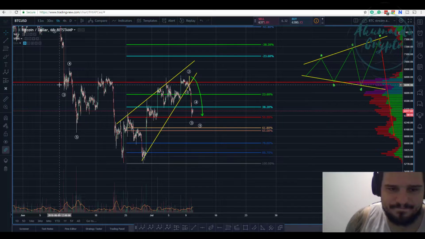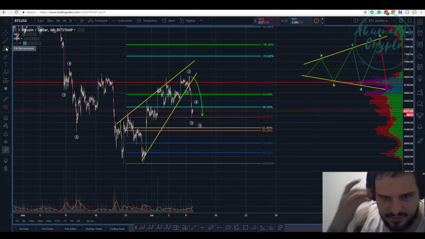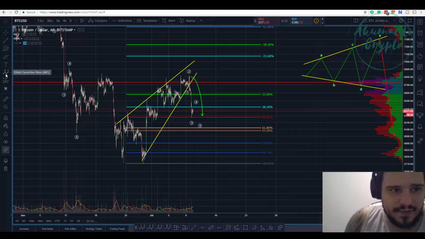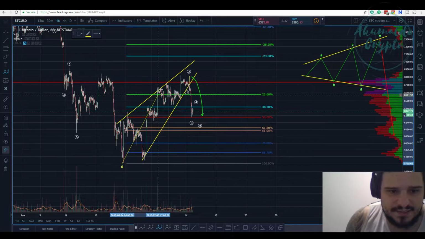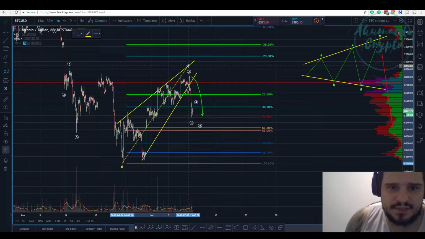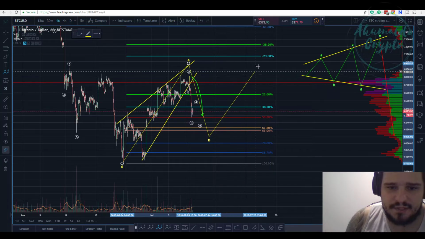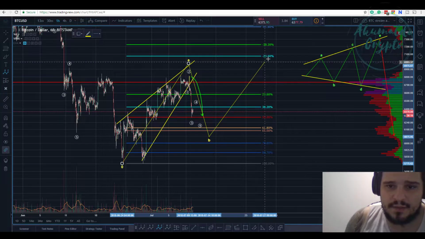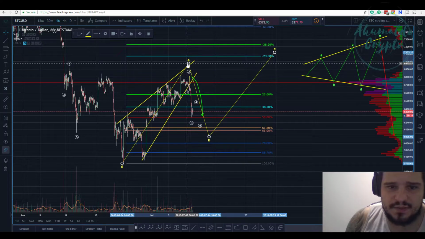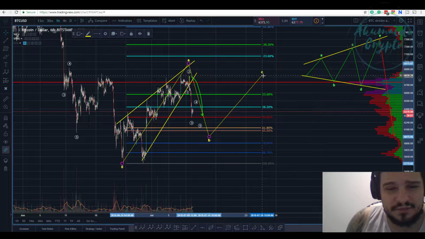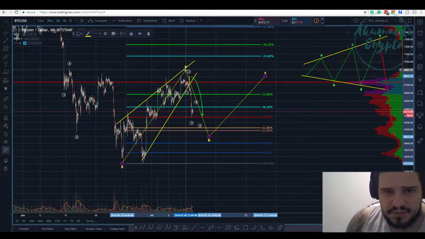So yes, we can have a leading diagonal in a corrective pattern. It is like this. Let me just mark it here. This is an A. I would need to put a B here, and then we would go up. This can also be a running flat. If it's a running flat, we wouldn't challenge this level of A again. We wouldn't break this level here, and we would go down.